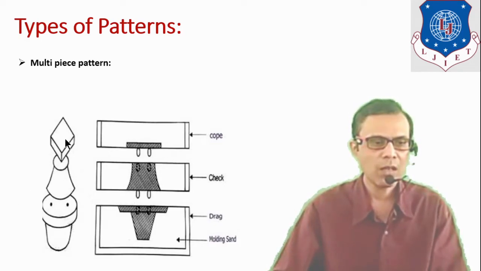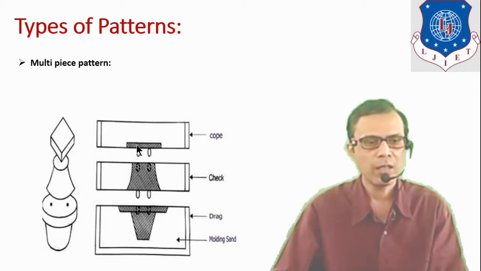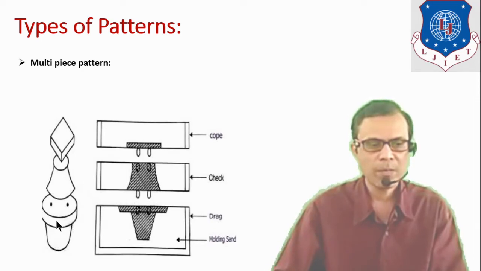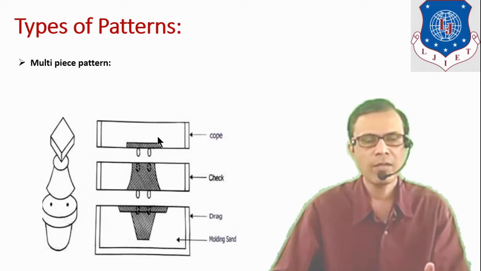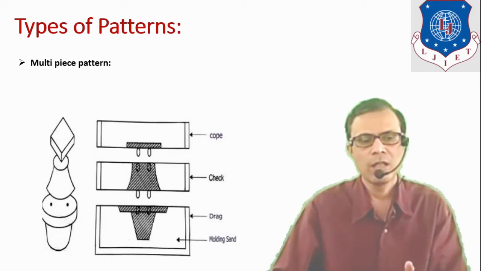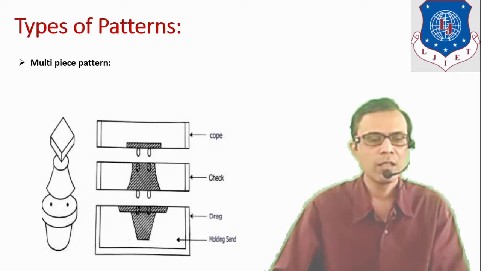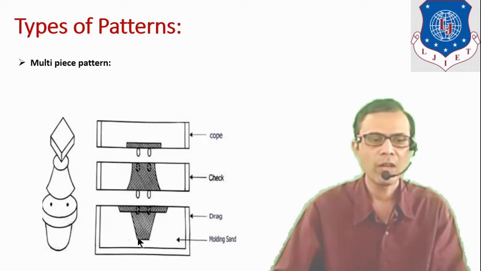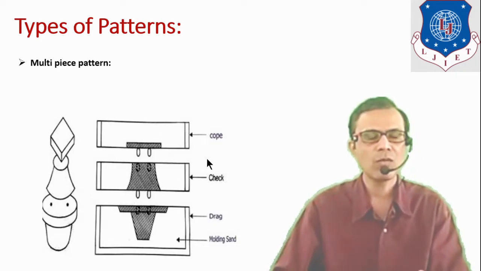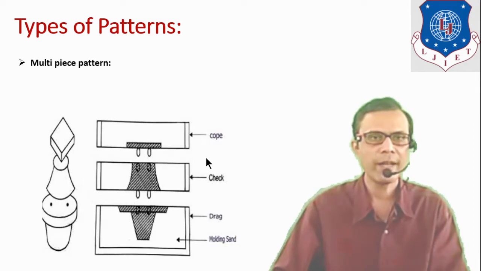So this upper part pattern is rested in the cope, lower part pattern will be resting in a drag part and it is an intermediate part which is resting in a check box. Each and every pattern can be aligned with the help of these dowel pins. Sometimes it is also known as cope and drag pattern.